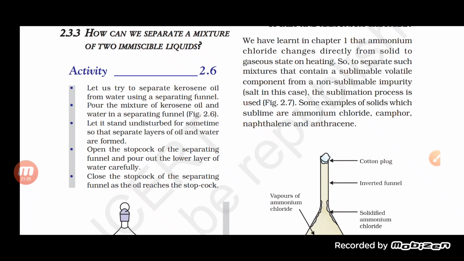The mixture will be kept in the separating funnel, and the funnel will be covered. Now we will open the stopcock and allow the mixture to settle down. Obviously you will find that the lower portion will be the heavier one, so it will be separated out first, and the rest will be separated as water. So this is how we can separate two immiscible liquids.